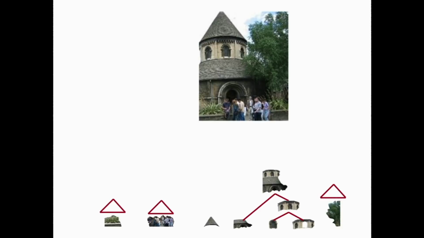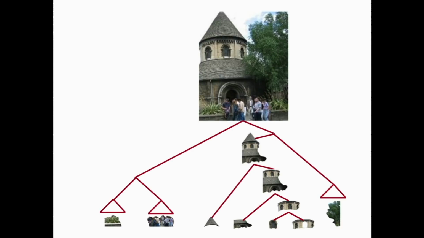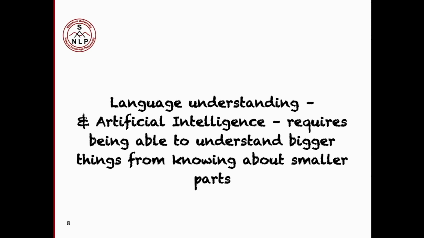Compositionality seems to be at work in vision as well. So here is a scene, and again, it seems like this scene has parts. There are little parts that go together, right? There are people that go together into a crowd of people, and there's a roof and a second floor and another bit of roof and a first floor that go together into a picture of this church. So this is also a compositional scene in which pieces go together. So it seems like, certainly for language understanding, and really for a lot of the other things that we use for intelligence, that we somehow need to be able to understand bigger things from knowing about smaller parts.